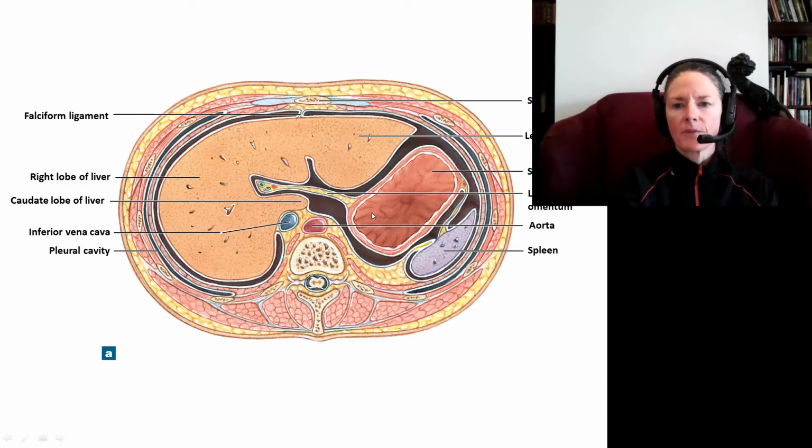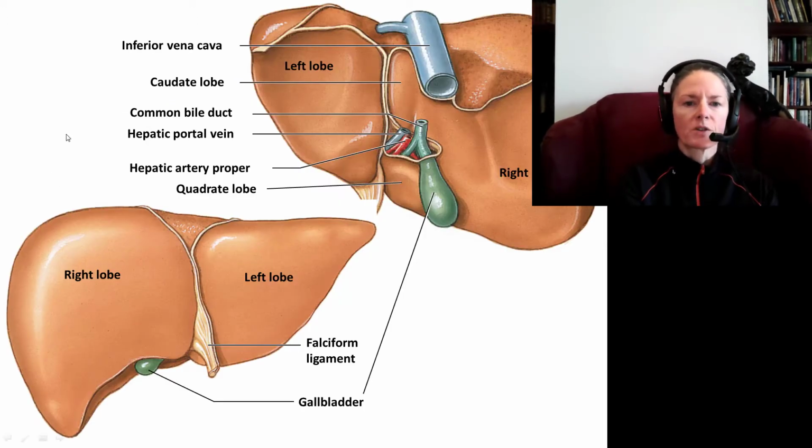You can see the stomach here, and you can see the rugae within the stomach. You can see the spleen over here. So this is just to orient you. The liver is quite a large organ and takes up a good portion of the upper right part of the abdominal cavity. All right, so let's look at the lobes.